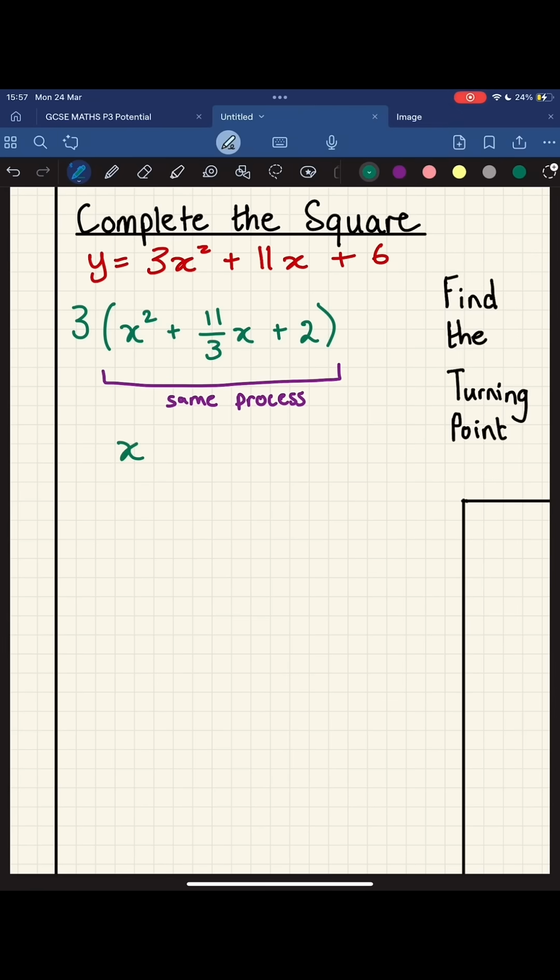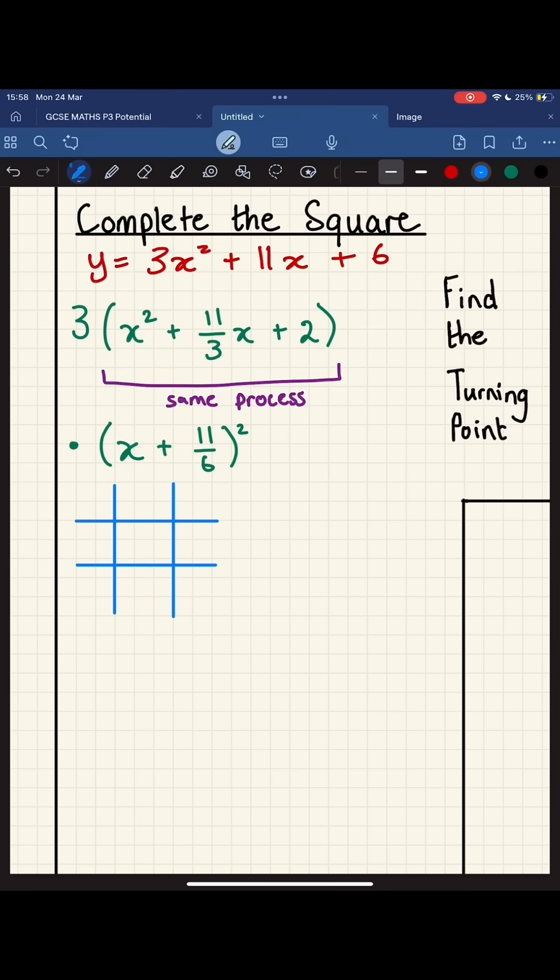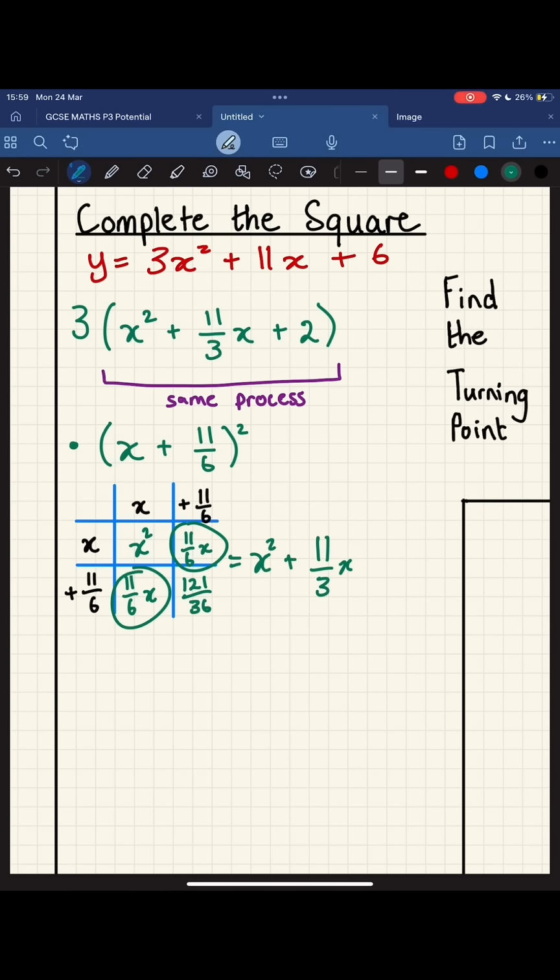The b term here is 11/3. If I half that, it becomes 11/6. So x plus 11/6 all squared is my start point. Then I multiply those brackets out using the grid method. This should give me x squared plus 11/3x plus 121/36.